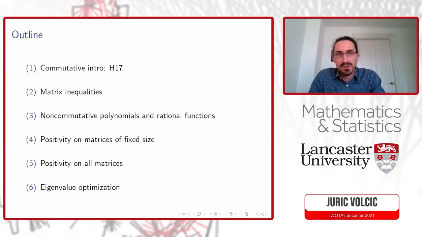The plan for the talk: we're going to start with a little bit of a commutative introduction. As Gordon said, this motivation goes back well into the prehistory, all the way to Hilbert's problems. So that's going to be a commutative intro. Then we're going to motivate why we care when we study matrix inequalities. And then we're going to consider what happens with non-commutative polynomials, non-commutative rational functions, and their positivity on matrices in two settings: either on matrices of a fixed size, of a fixed dimension, or what happens when we talk about positivity on matrices of all possible sizes.